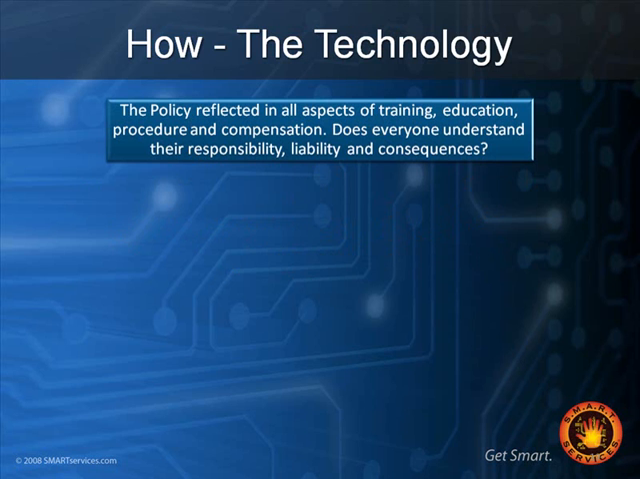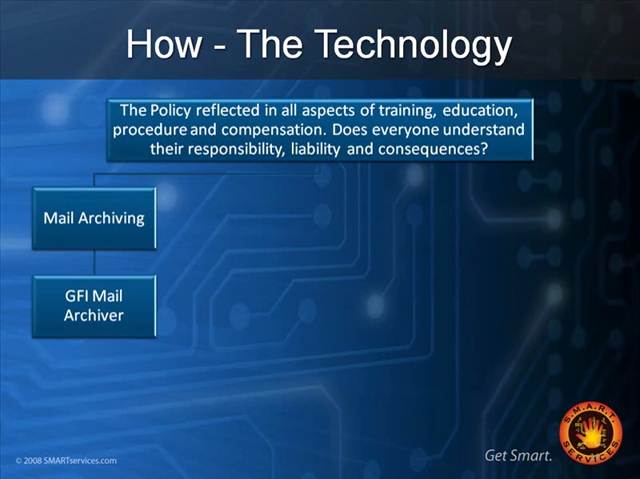The branch of data retention that we're most involved with, of course, is the technology. Policy is reflected in all aspects of training, education, procedures, and compensation. Some of those branches we talk about are email archiving. The product that we recommend for email archiving is called GFI MailArchiver. This product works if you have your own Exchange server. It can be installed on that server or other servers.